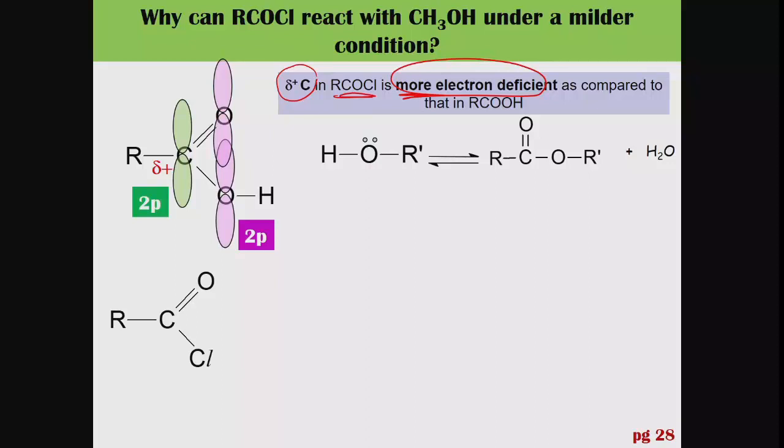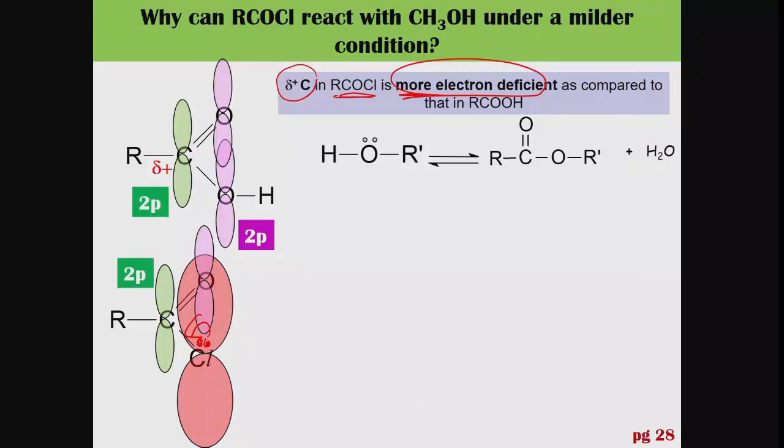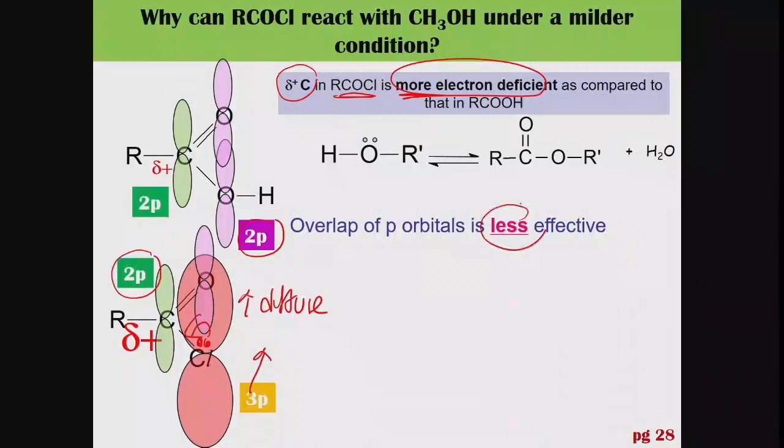Now, why do I say that? In acid chloride, yes, the chlorine here also has a lone pair that can delocalize, which will reduce the partial positive charge of that carbon. But what you need to take note of here is that the chlorine is using a 3p orbital to overlap with the pi electron cloud. Remember, your pi electron cloud is formed using 2p orbital. So you are using 3p overlapping with 2p. Your 3p orbital is generally more diffuse. So you are using a more diffuse orbital to overlap with a 2p orbital. The overlap will be less effective.